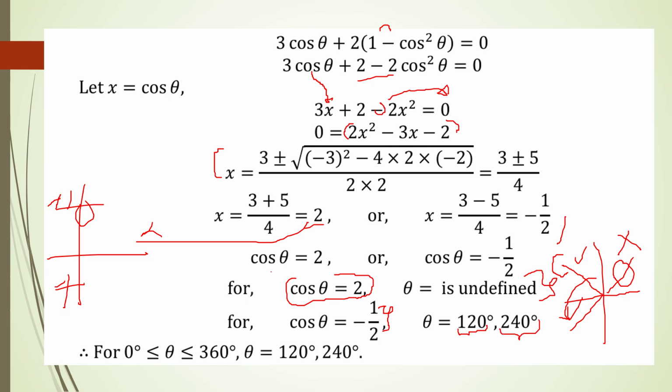I hope by now you are very okay with finding angles. That's why I'm rushing at that point, because we made a full video about it, which was the second lesson about this topic. So we make a conclusion that for theta to lie between 0 degrees and 360 degrees, theta is going to be the same as 120 degrees and also 240 degrees.